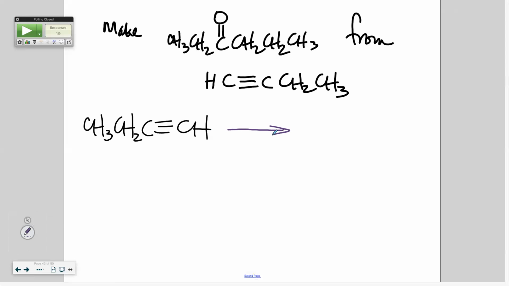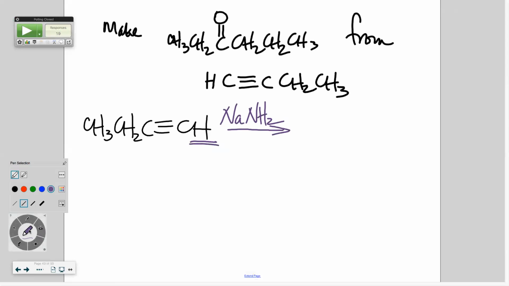Add a base. Which base? That's important because you can't just add any base. NaNH2, okay? And what is NaNH2 gonna do? It's gonna pull off the acetylenic hydrogen. Okay, that proton's gonna go.